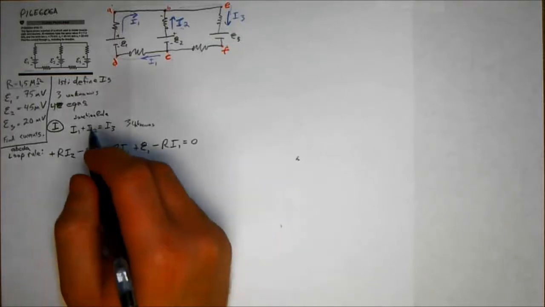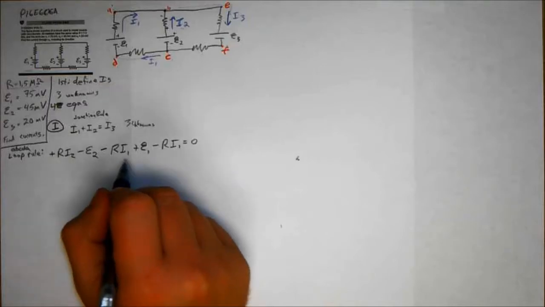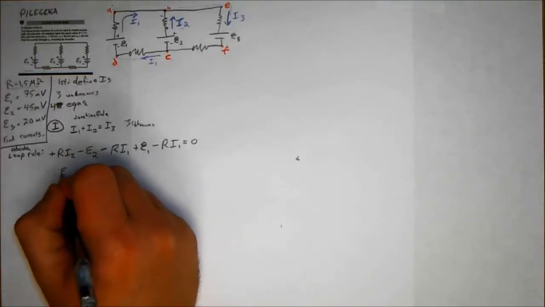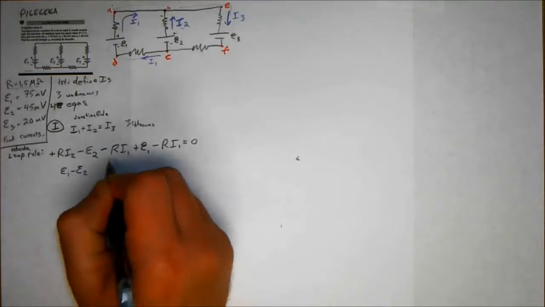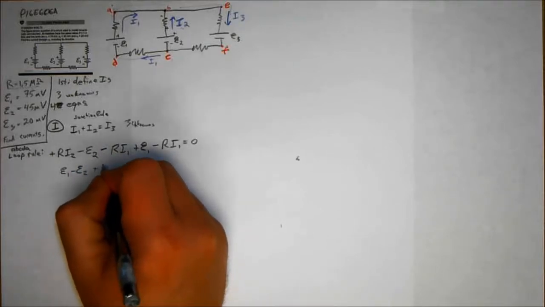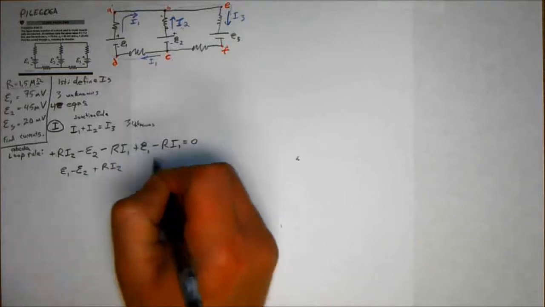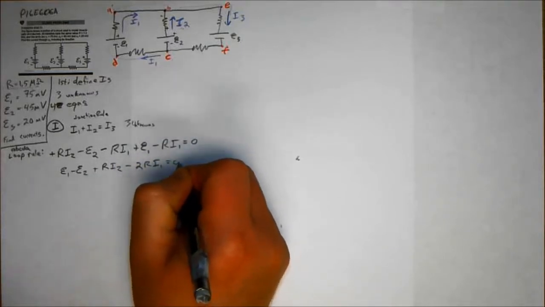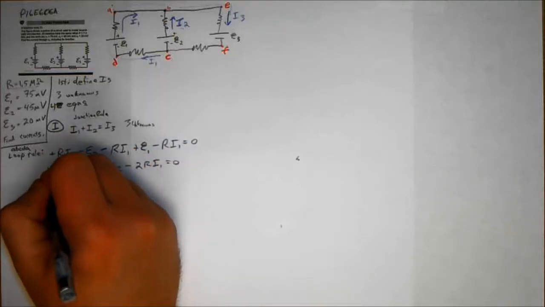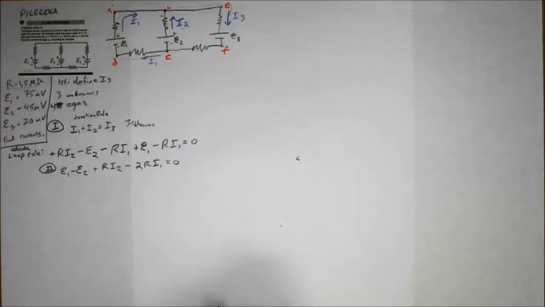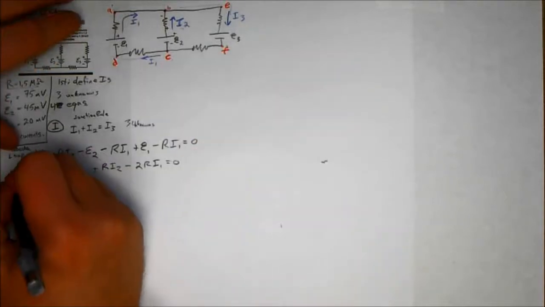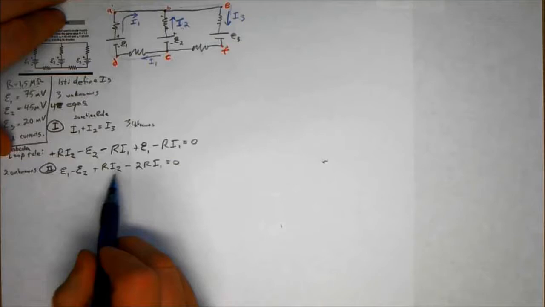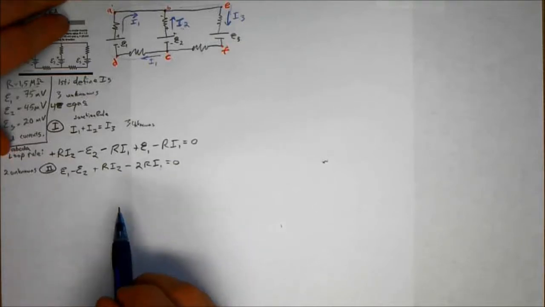I could simplify this if I wanted to. Let's see, I have two I1s, so let's just say E1 minus E2 plus RI2 minus 2RI1 equals 0. And I will call that equation 2. And again, two unknowns, I2 and I1. We don't know what those are.